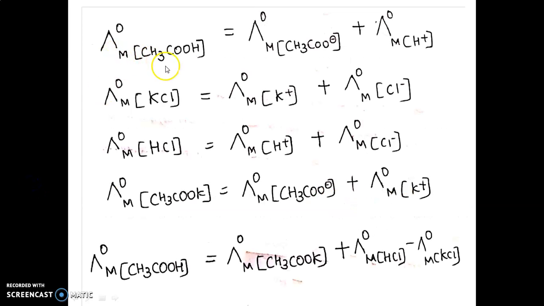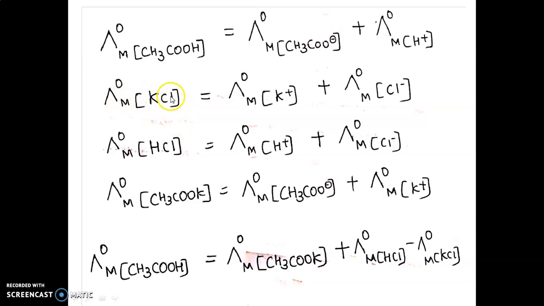That is, apply Kohlrausch law for acetic acid. The molar conductance of acetic acid at infinite dilution is equal to the molar conductance of acetate ion at infinite dilution plus the molar conductance of H plus ion at infinite dilution, cation plus anion. Similarly, apply Kohlrausch law for KCl, HCl and potassium acetate.